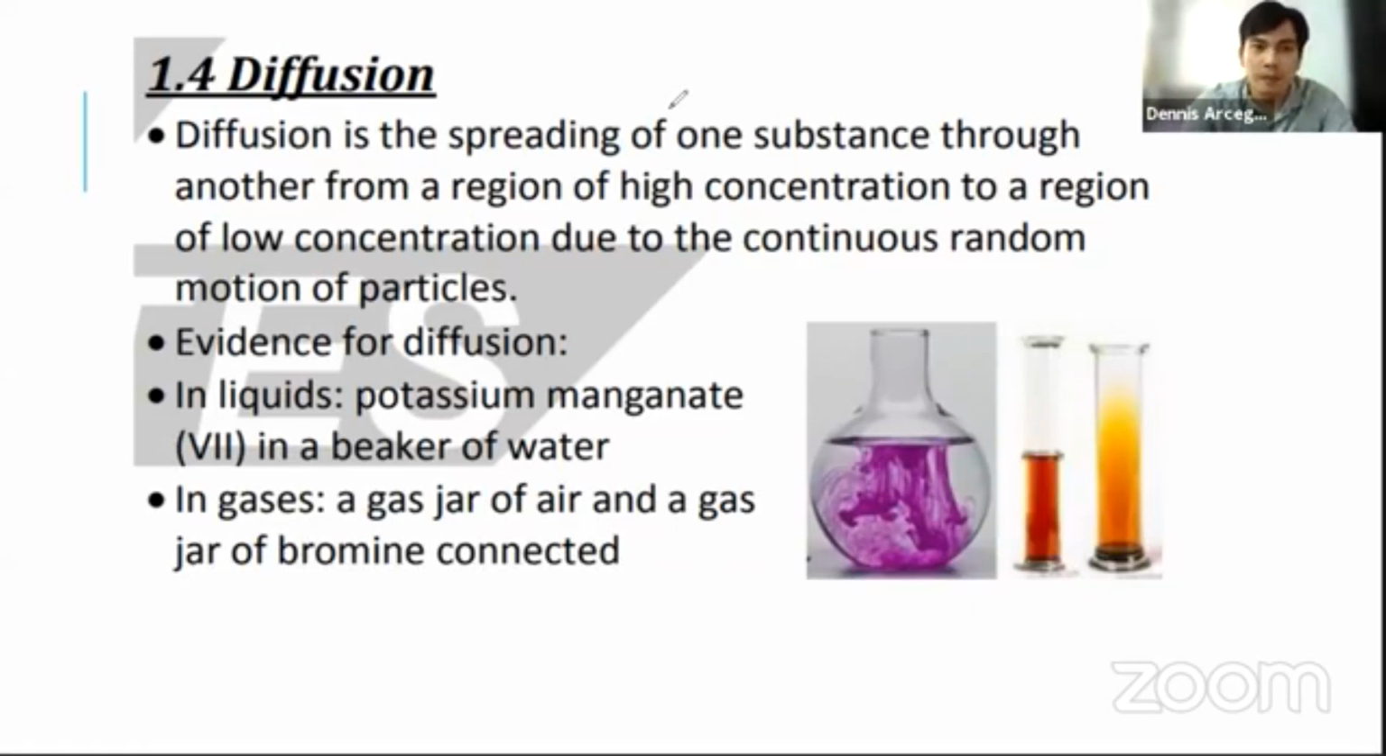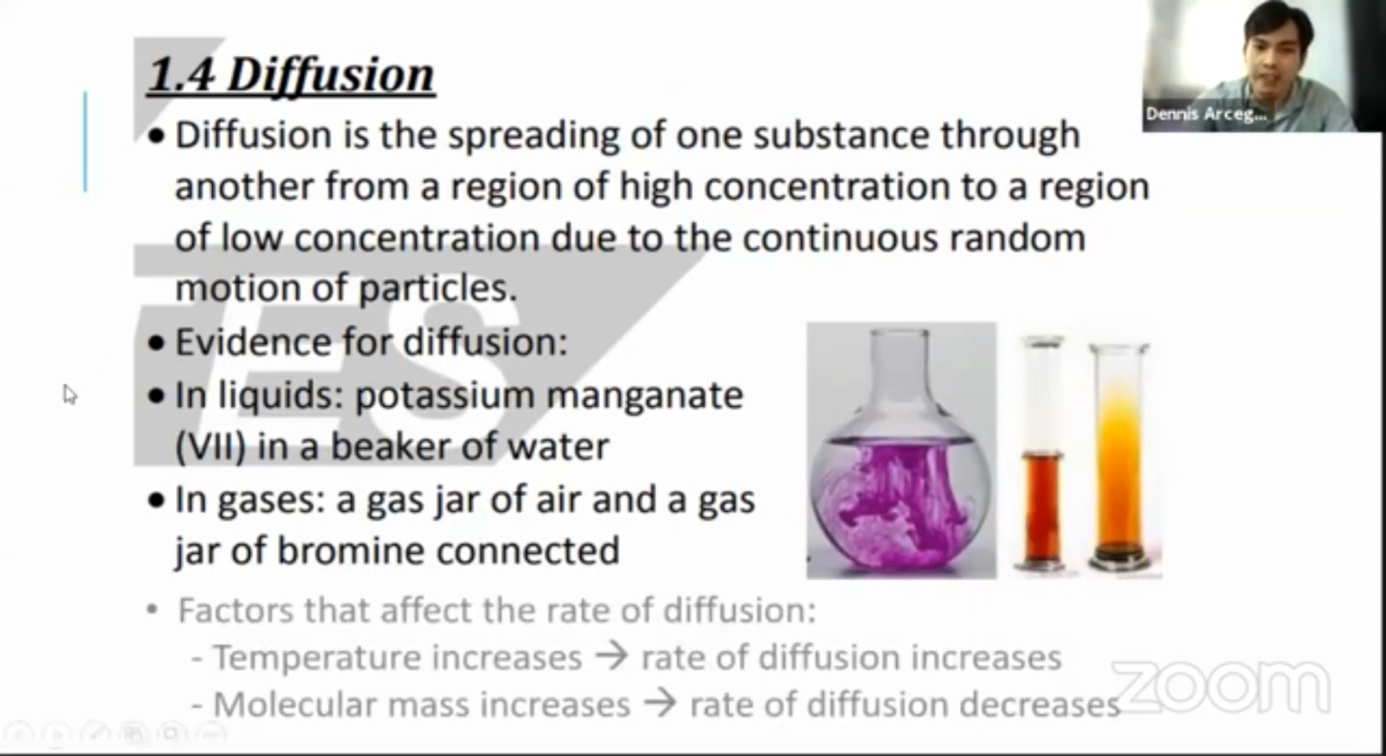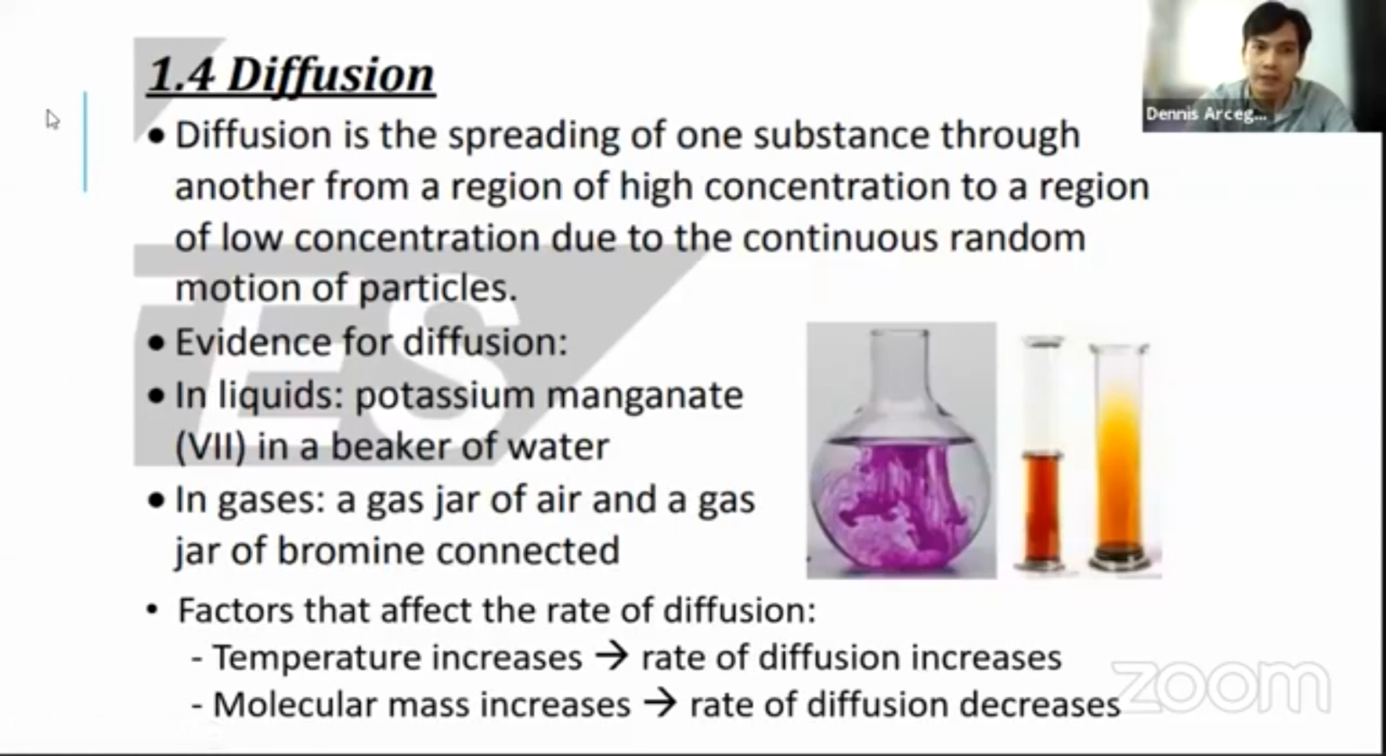But the thing here is, this is always the one being asked about diffusion. The factors that affect the rate of diffusion. What are the factors that affect the rate of diffusion? Those are the most common questions, especially for paper 2. If you're going to look at the past year papers, they're asking about how the factors affect the rate of diffusion, like that. Now, let's see this one.